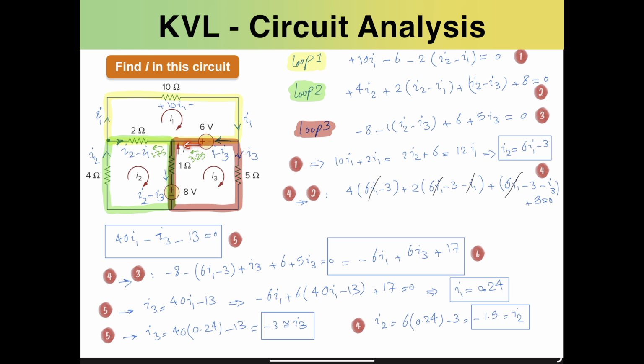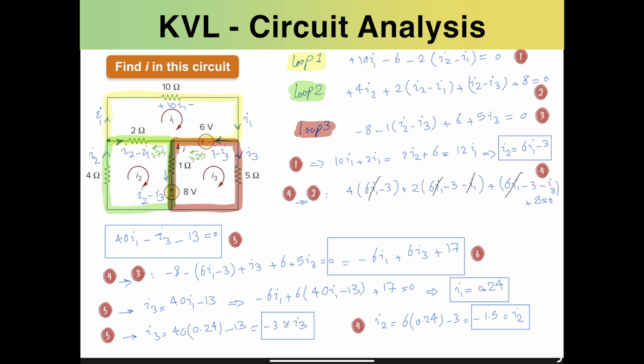3.25 going to the left. 1.75 of that is going to be reduced. What is left is going to come down, which is going to be around 1.5. And 1.5, if you consider I2 minus I3, I2 is minus 1.5, I3 is minus 3. So this summation is going to give us 1.5 as well. So this is a correct calculation for all of the currents.